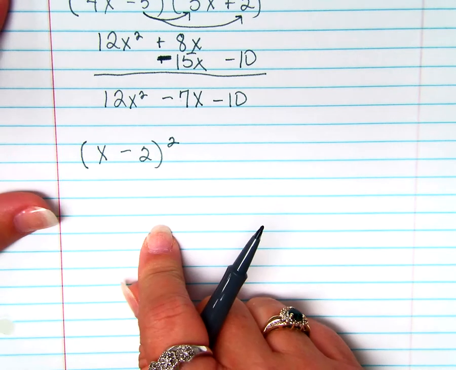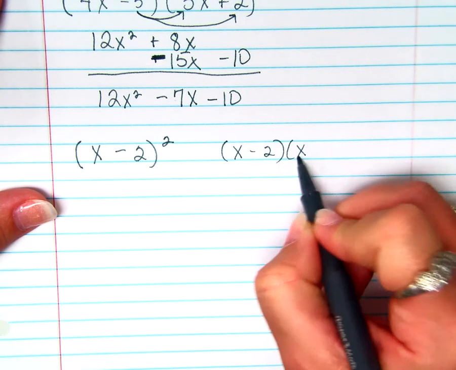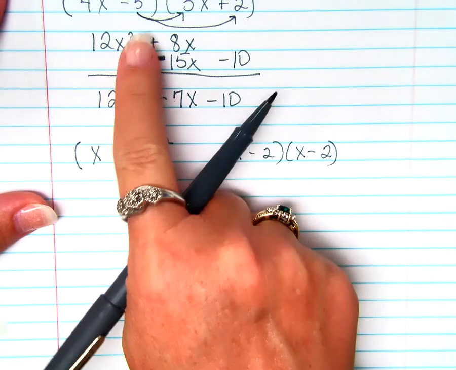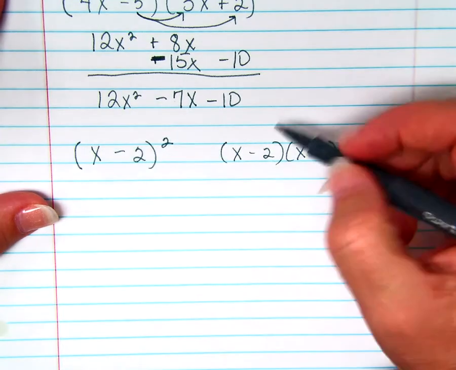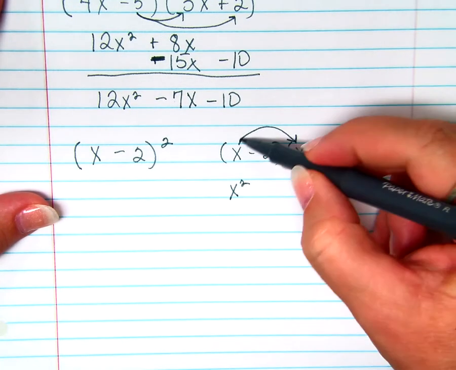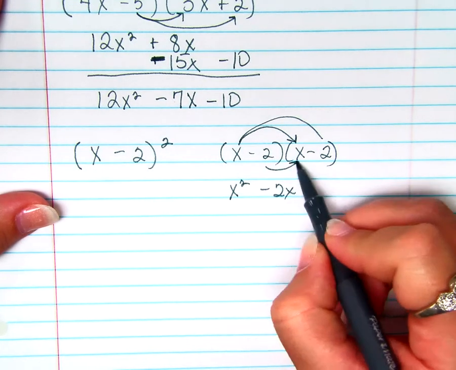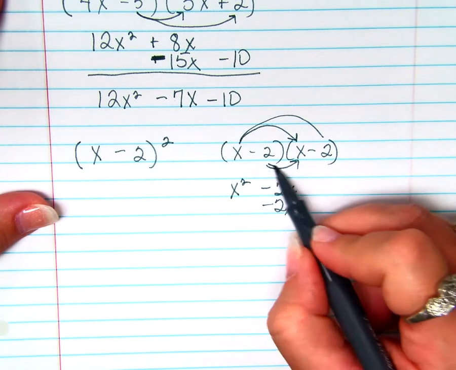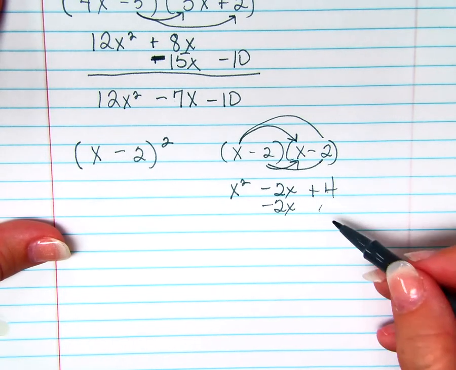Multiplying it by itself, right? So this is really x minus 2 times x minus 2. How is that different than this problem up here? Yeah, it's not, is it? I have to distribute here and get x squared. I have to distribute here and get negative 2x. I have to distribute here and get negative 2x. And I have to distribute here and get plus 4. It doesn't matter where I put that, on this line or that line.